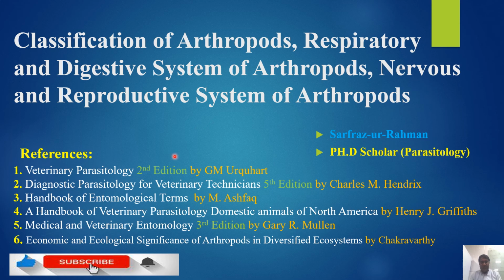I would like to share this knowledge with references from these books: Veterinary Parasitology, 2nd edition by G.M. Urquhart; Diagnostic Parasitology for Veterinary Technicians, 5th edition by Charles M. Hendricks; Handbook of Entomological Terms by Muhammad Ashfaq; a Handbook of Veterinary Parasitology, Domestic Animals of North America by Henry J. Griffith; Medical and Veterinary Entomology, 3rd edition by Gary R. Mullen; and Economic and Ecological Significance of Arthropods in Diversified Ecosystem by Chakravarti.